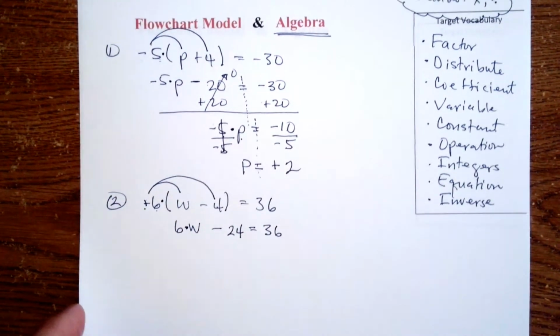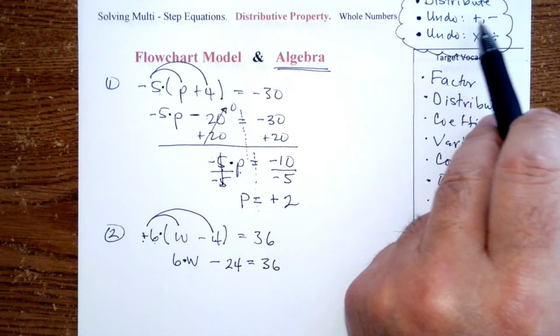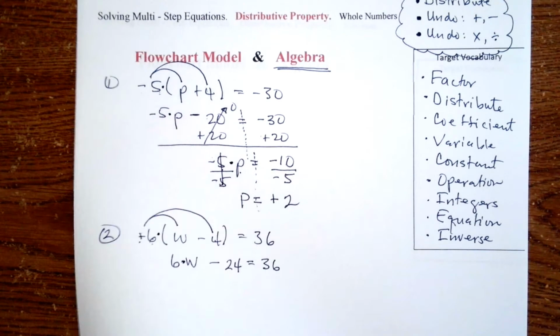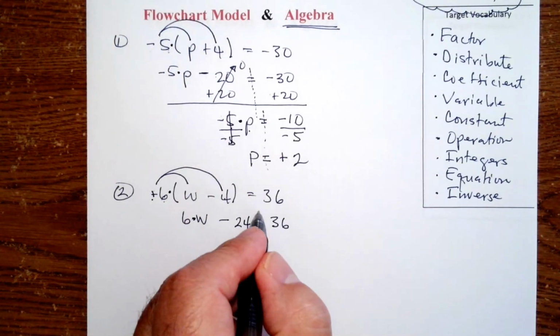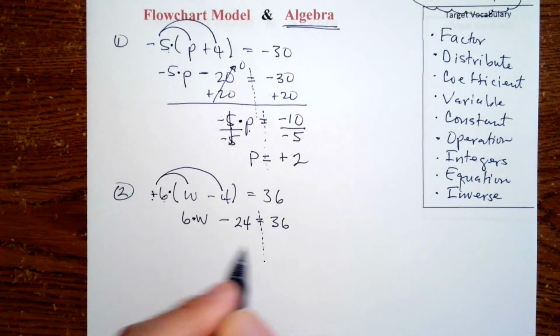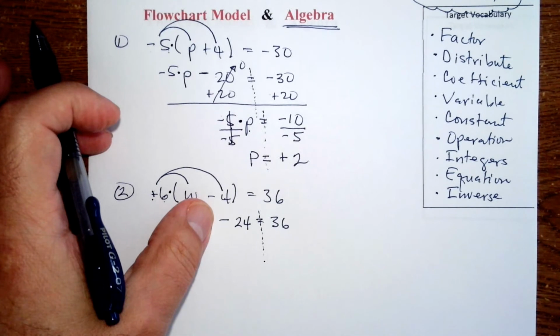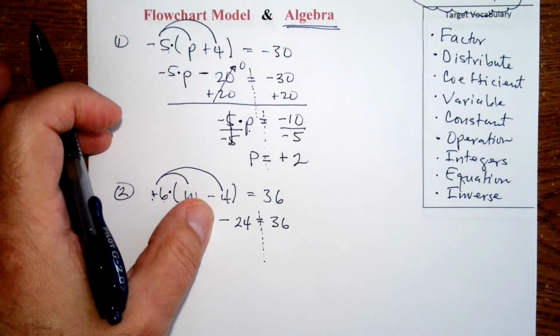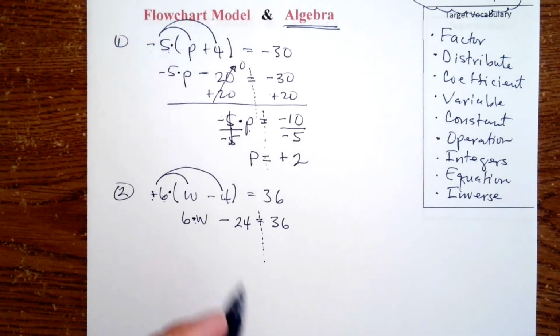What am I going to do now? I'm going to undo addition or subtraction, whatever I have in the problem. Well, let's look at the problem. On the left-hand side of my equals, I have multiplication, and then I have subtraction. I'm going to undo the subtraction. The opposite of subtracting 24 is? Correct.